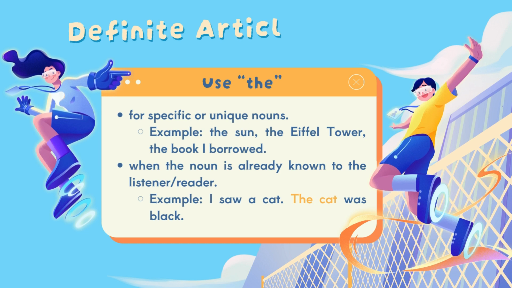Next, we have the definite article the. This is used for specific or unique nouns. For example, we say the sun because there's only one sun. We also use the when the noun is already known to the listener or reader. For instance, if I say, "I saw a cat. The cat was black," the second sentence uses the because we already know which cat I'm talking about.